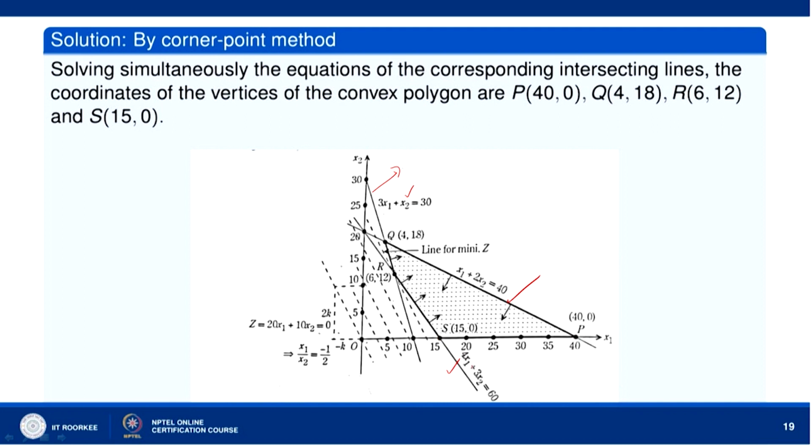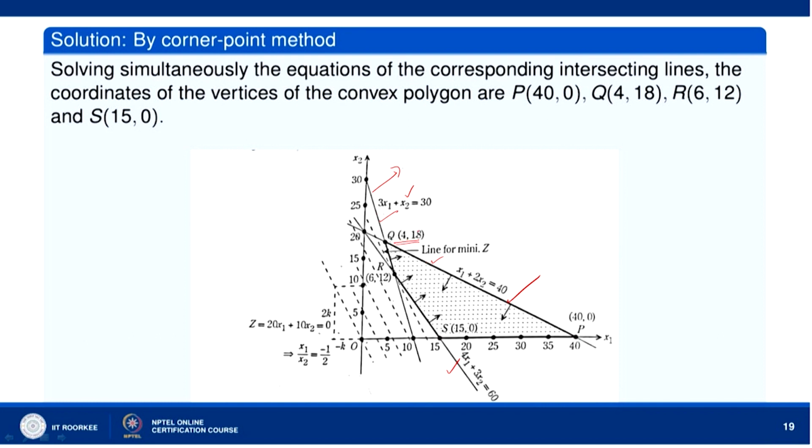And here this line is 4 x1 plus 3 x2 equal to 60. So, x2 equal to 0, so 4 x1 is equal to 60, so x1 equal to 15. So, this is the point 15, 0. Then consider the intersection point of 3 x1 plus x2 equal to 30, that is this line, and this line x1 plus 2 x2 equal to 40. You can solve, and you will get the intersection point as 4, 18.